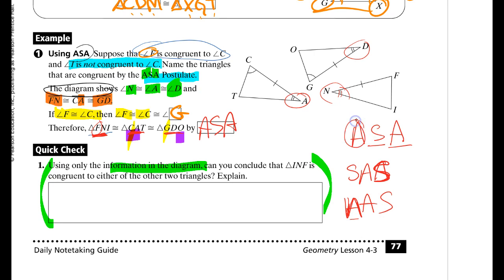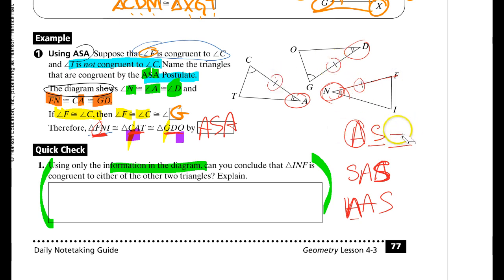So I know I've got an angle. I know I've got at least that much. I've got N matching up with A, matching up with D. Oh, and let's keep going. Let's follow from this angle to this side. Well, that side matches up there and there and there. Hey, goody, goody.